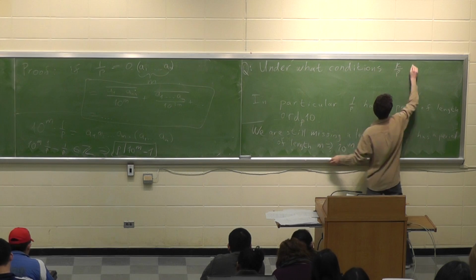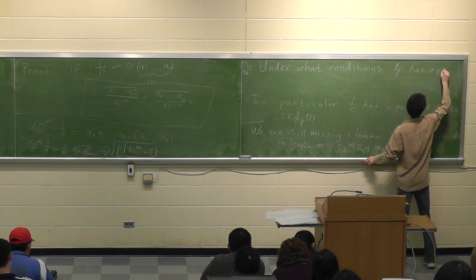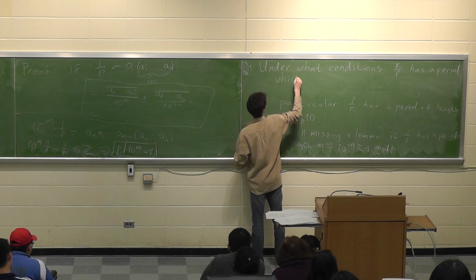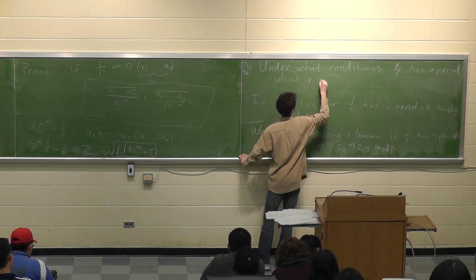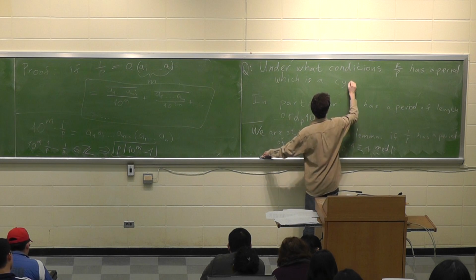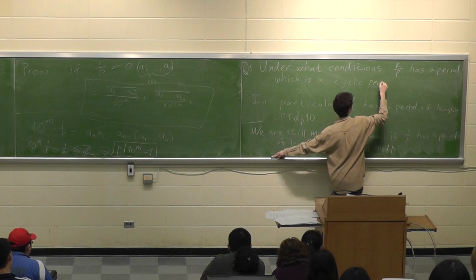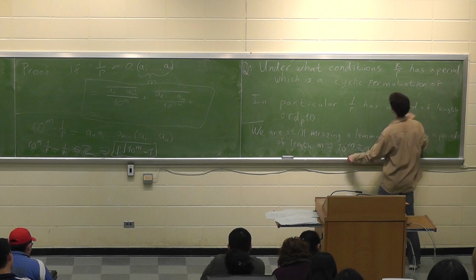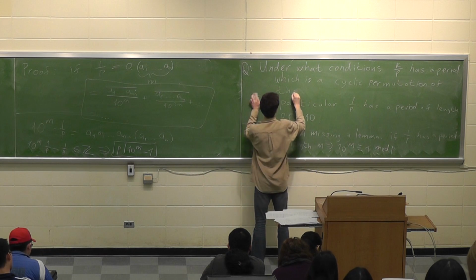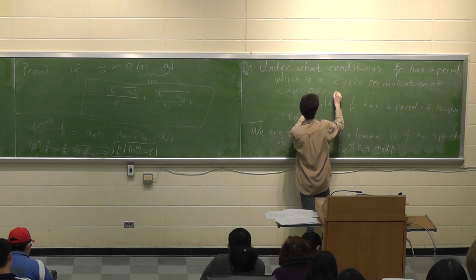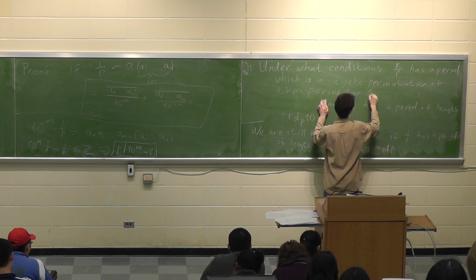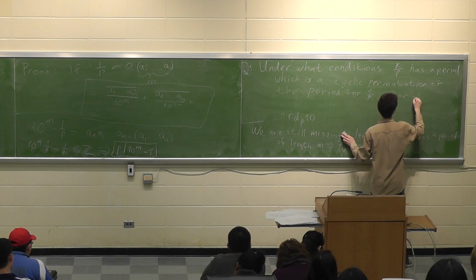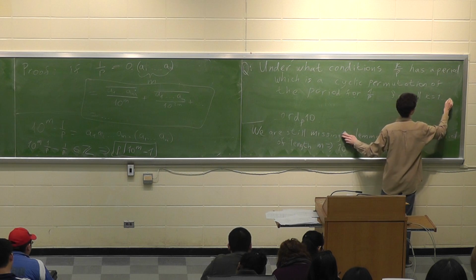k over p has a period which is a cyclic permutation of 1 over p for all k from 1 to p minus 1.